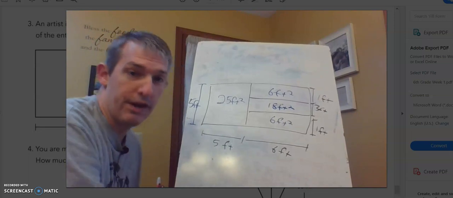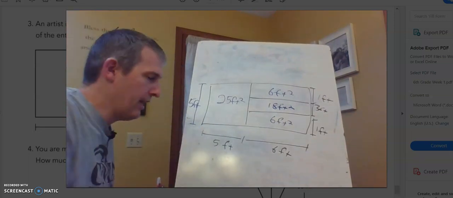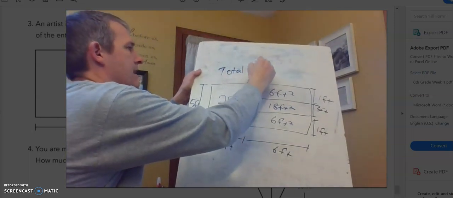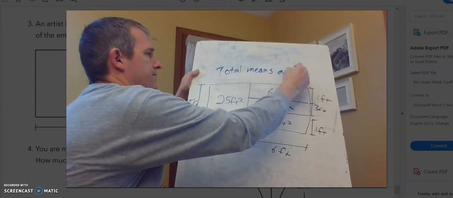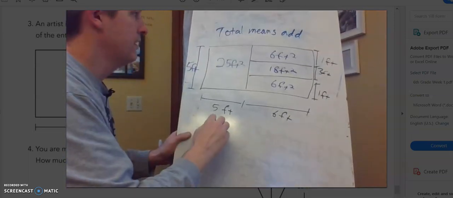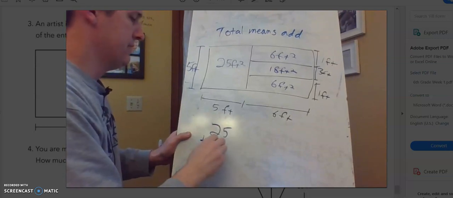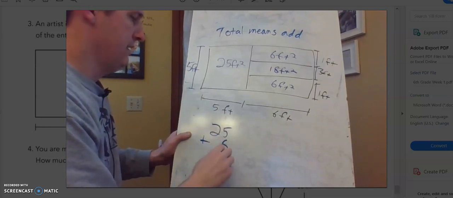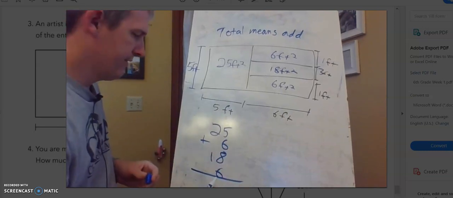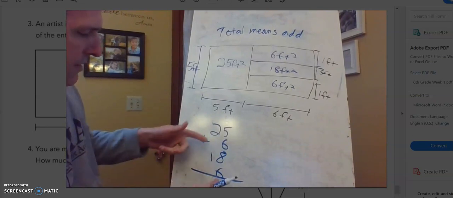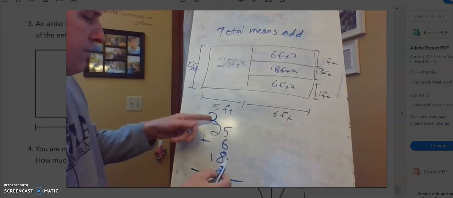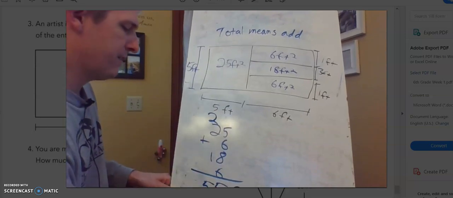Okay, now to find the total area, I need to add them all together, because total means add. All right, so I've got 25 plus 6 plus 18 plus 6. All right, let's see here. Working on my adding skills. We've got 12 plus 8 would be 20. Another 5 is 20. 1, 2, 3, 4, 5. I got 55 feet squared.